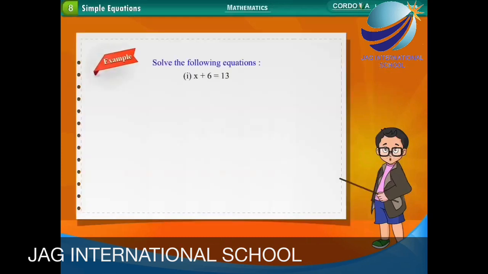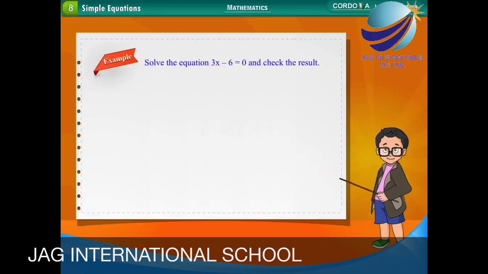Example. Solve the following equations. X plus 6 is equal to 13. Solution. X plus 6 is equal to 13. This implies x plus 6 minus 6 is equal to 13 minus 6, subtracting 6 from both sides. Therefore, x is equal to 7.